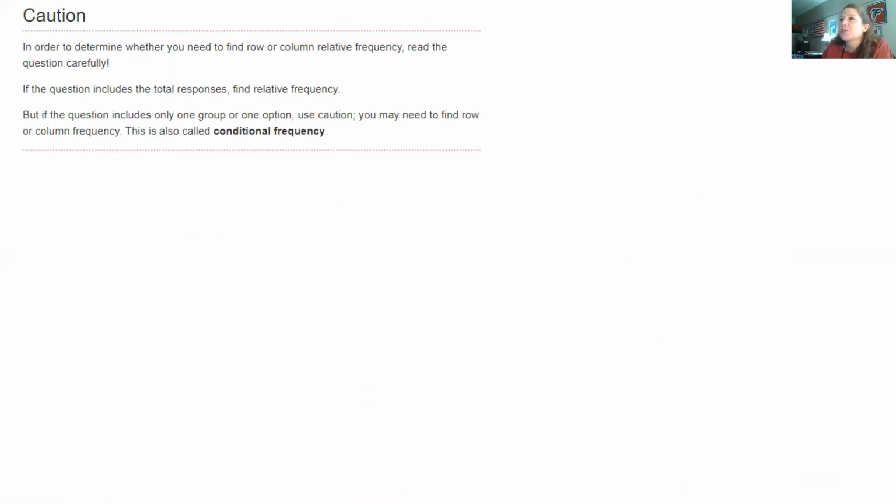Now this says, in order to determine whether you're going to find a row or column relative frequency, you need to read the question carefully, because it's not always going to say the word row frequency or column frequency. You have to read these carefully. So basically what we're doing is finding the conditional frequency. The conditional frequency is when it's not out of the grand total of everyone, it's only the total of one of the categories, like we just did on the last slide. They were making it easier for us because they were using the words row and column. So we got to read carefully, okay?